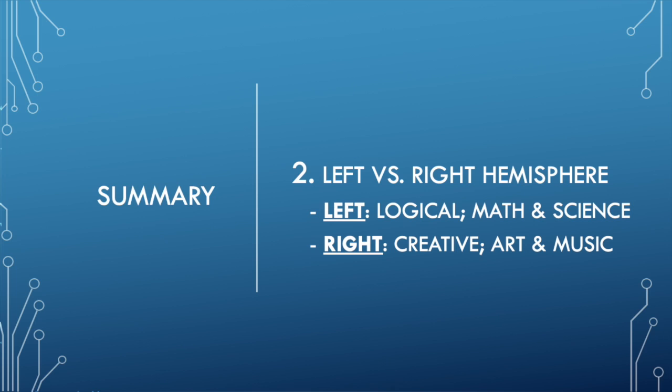The second concept we covered was the left versus the right hemisphere. The left hemisphere is more logical. Think of math and science, while the right hemisphere is more creative. Think of art and music. In a healthy brain, the two are connected by the corpus callosum to communicate with one another.